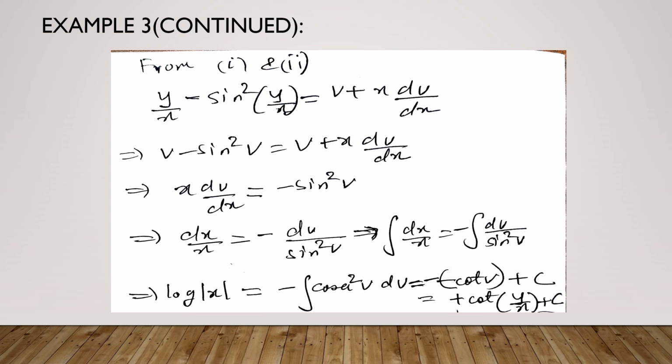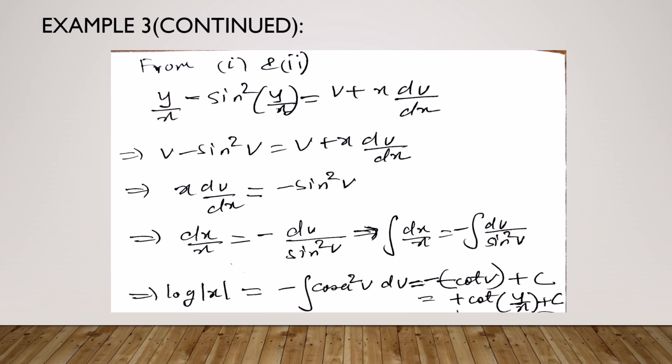Now equate both dy by dx. So you get y by x minus sine square y by x is equal to v plus x dv by dx. Same procedure. Take the terms having x on one side and v on another side. So you get dx by x is equal to minus dv by sine square v. Now dx by x integral is log mod x and 1 upon sine square is cosec square.